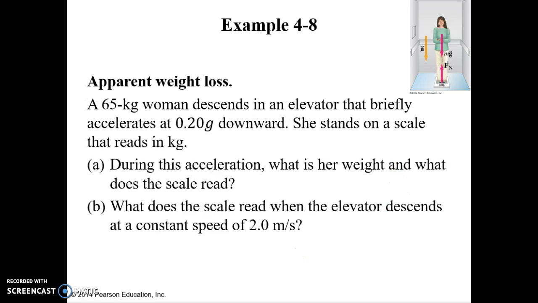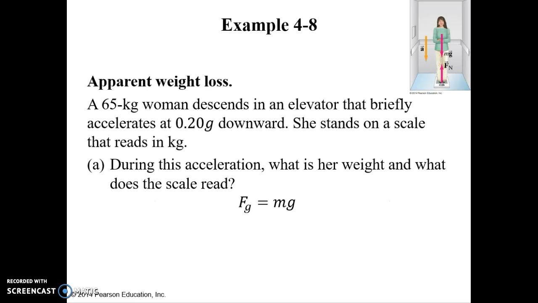The next example: a 65 kilogram woman descends in an elevator that briefly accelerates at 0.2 g downward. She stands on a scale that reads in kilograms. For part A, during this acceleration, what is her weight and what does the scale read? The definition of weight, again, is mg. So all we have to do is plug and chug, and we get 637 newtons.